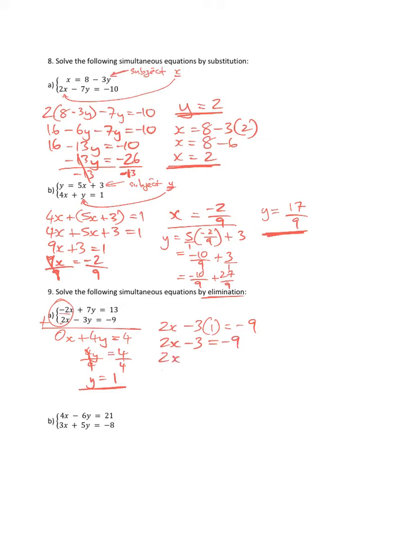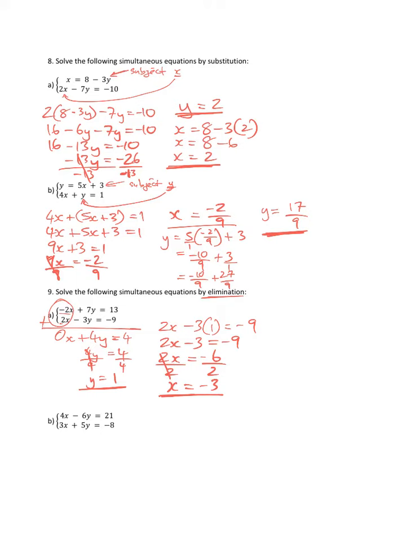Get rid of the negative 3 by adding 3. Negative 9 add 3 is negative 6. Get rid of the times by 2 by dividing by 2 on both sides. x is going to be negative 6 on 2, which is negative 3. So your solution is x is negative 3, y is equal to 1.